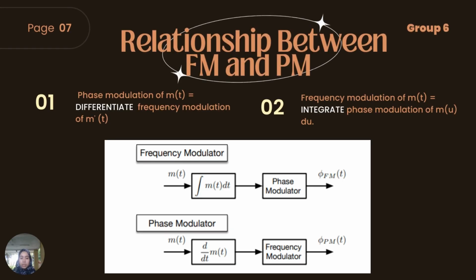For the relationship between FM and PM, the phase modulation of m(t) can be represented by the differentiated frequency modulation of m(t). The frequency modulation of m(t) can be represented by the integrated phase modulation of m(u) du. This is the illustration of the frequency modulator and phase modulator.